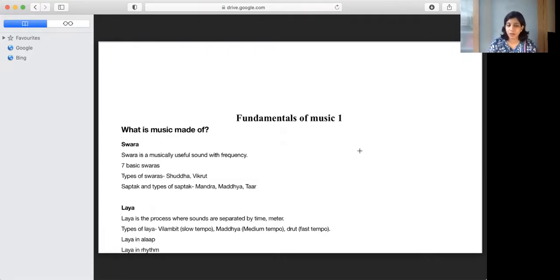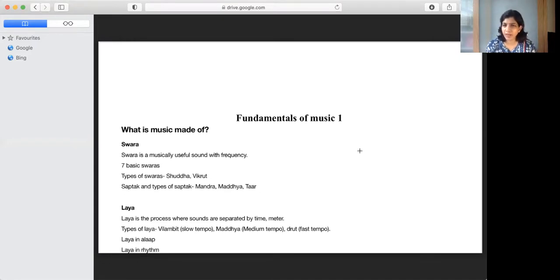So when we think about swara, we have to understand that there are many sounds present around us in this world. There is a sound of breeze, there is sound of water flowing, there is a sound of wind blowing. There is sound of when the car passes by, there is some kind of sound. There are many such sounds which are present all around us.